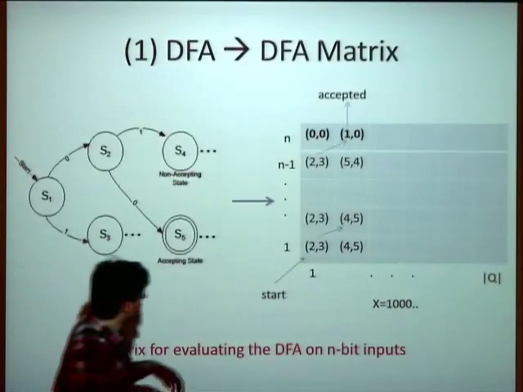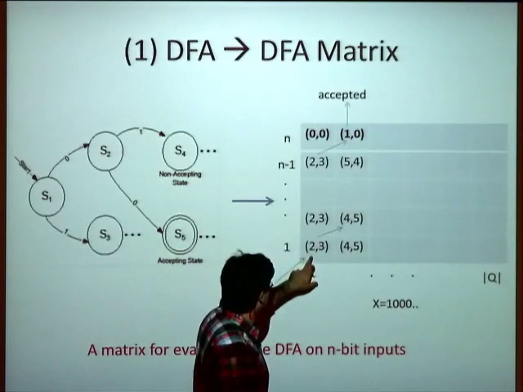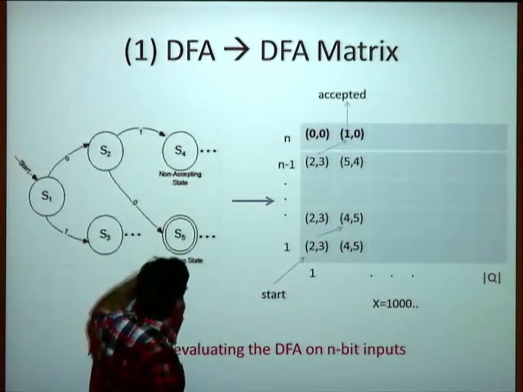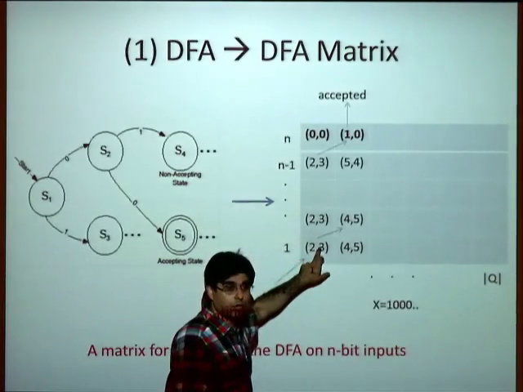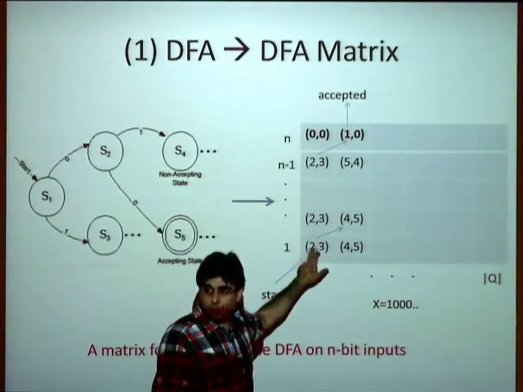Okay, so this makes sense. These numbers tell you that if you're at the first state, S1, and you have a bit 0, you go to the second state. If you have a bit 1, you go to the third state. So you have a pair that tells you where to go in the next row: two indices to the next row. This is how you move on the DFA matrix. You have a pair of values at each cell.